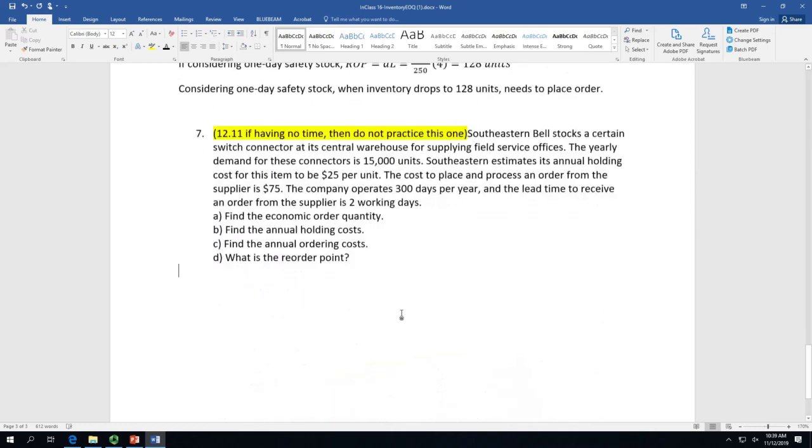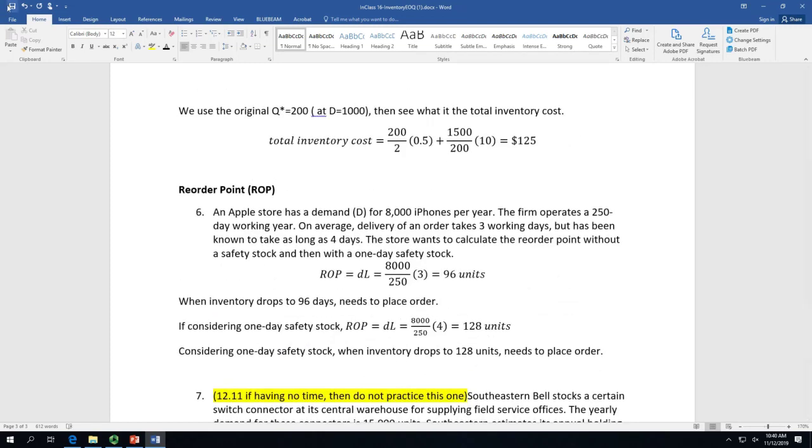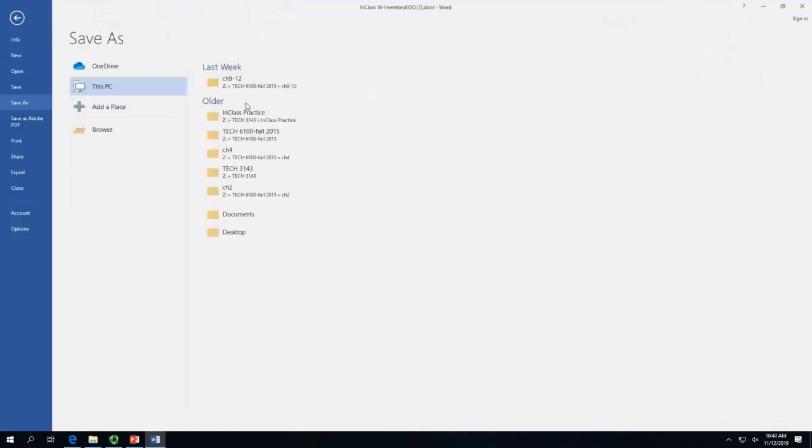Okay. And question number 7, we don't have time. You don't need to practice it. If you want, you can do this practice after class. But just save this file and submit it to e-learning.